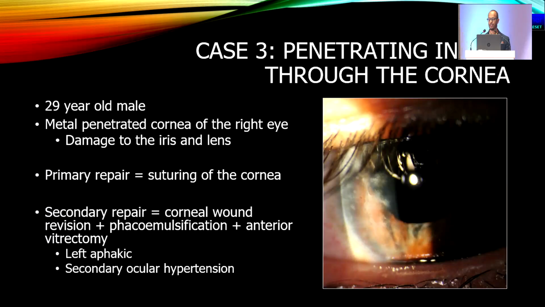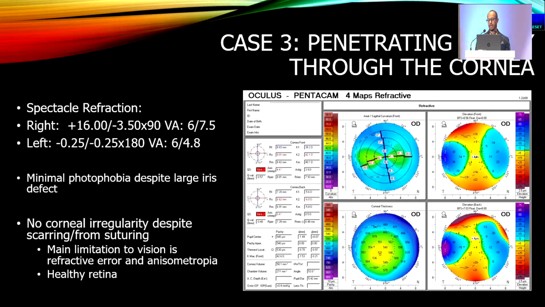There's a corneal wound revision, phaco, and this patient was left aphakic in this case. They did not put an intraocular lens in to start with, and there was a vitrectomy performed as well. As you can see, it's quite a complex case. You also end up with secondary ocular hypertension from the trauma. So we'll look at his case.